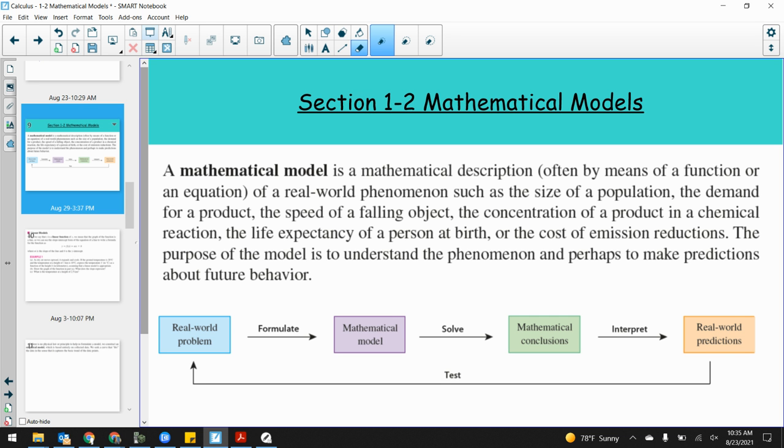Okay. A mathematical model is a mathematical description, often by means of a function or an equation, of a real-world problem or real-world phenomena such as the size of a population, demand for a product, speed of a falling object, concentration of a product in a chemical reaction, the life expectancy of a person, cost of emission reductions, all those different things. We can model pretty much any scenario using some sort of mathematical equation. The purpose of the model is to understand the phenomenon and to perhaps make predictions about the future.